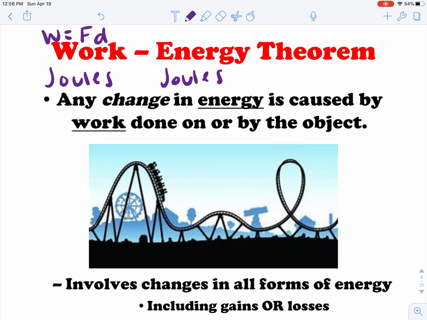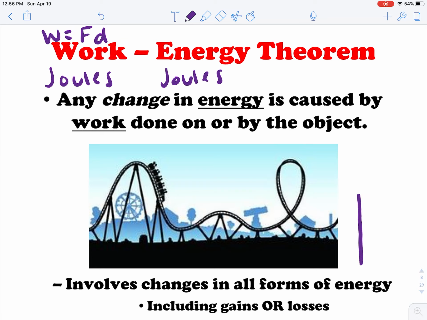Work is force times distance, but those have to be parallel to each other. And energy is different based on the type of energy. It could be mass times gravity times height. It could be 1/2 mass times velocity squared. They're different equations, but they're measured using the same measurement value. How or why is that possible? The answer is they are directly related to each other.